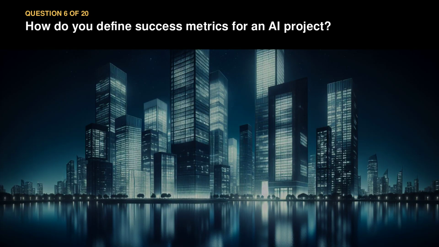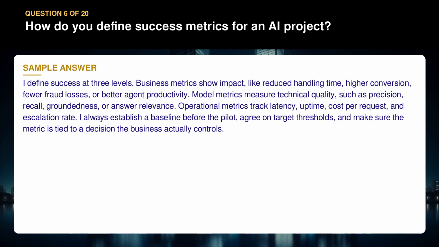Question 6. How do you define success metrics for an AI project? I define success at 3 levels. Business metrics show impact, like reduced handling time, higher conversion, fewer fraud losses, or better agent productivity. Model metrics measure technical quality, such as precision, recall, groundedness, or answer relevance. Operational metrics track latency, uptime, cost per request, and escalation rate.